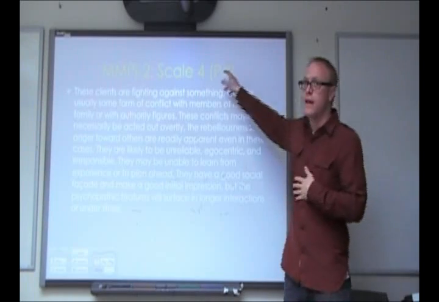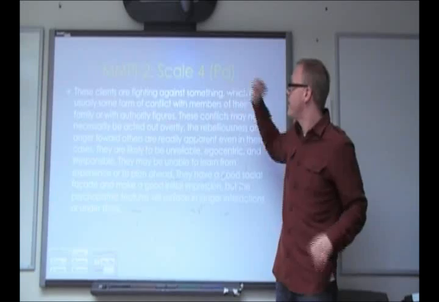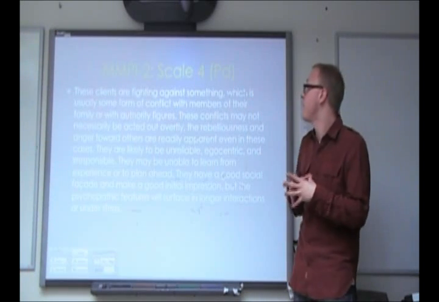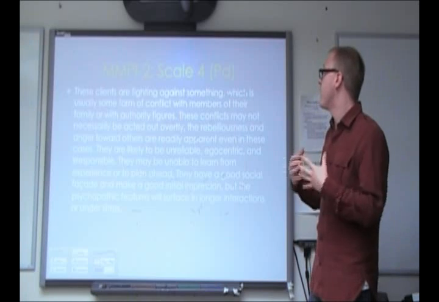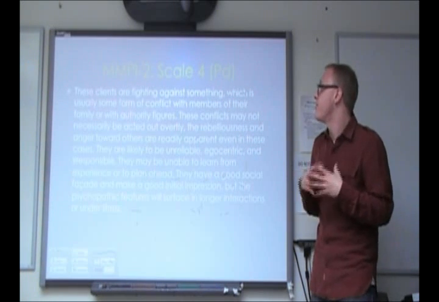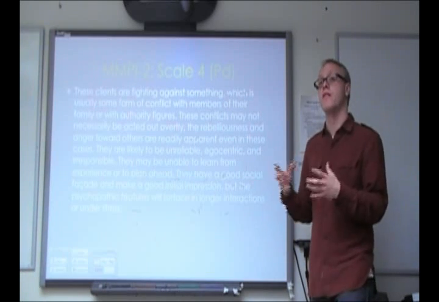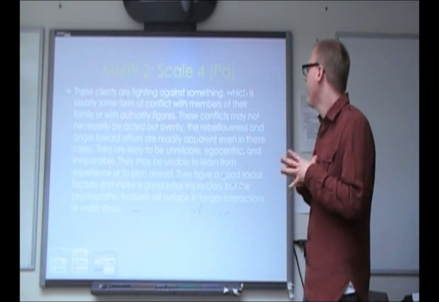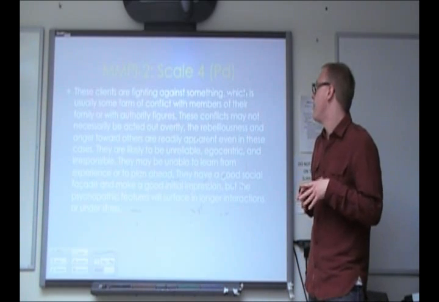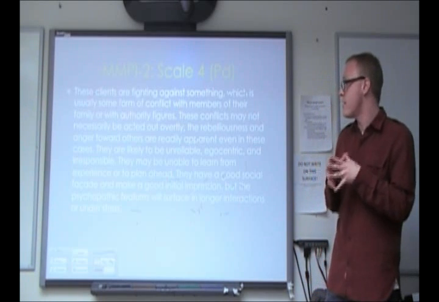Scale 4, PD. Psychopathic deviate. So this is probing for antisocial behavior. These clients are fighting against something, only they know what, which is usually some sort of conflict with members of their family or authority figures. So essentially the core part of this is conflict with authority. These conflicts may not necessarily be acted out overtly. The rebelliousness and anger towards others are readily apparent even in these cases.